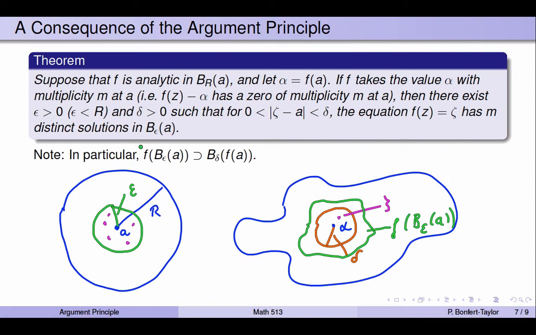What's really, really important is this consequence. So mostly we'll be using this consequence here, but we'll also use the exact precise statement. So one more time. If f takes the value alpha with multiplicity m at a, so f of z minus alpha has a zero of multiplicity m, then in a little neighborhood around alpha, each point has exactly m preimages from a little neighborhood around a, and they're all distinct. And each point has exactly the same number of preimages, and that number is given by the number m, the multiplicity with which f takes the value alpha at a.